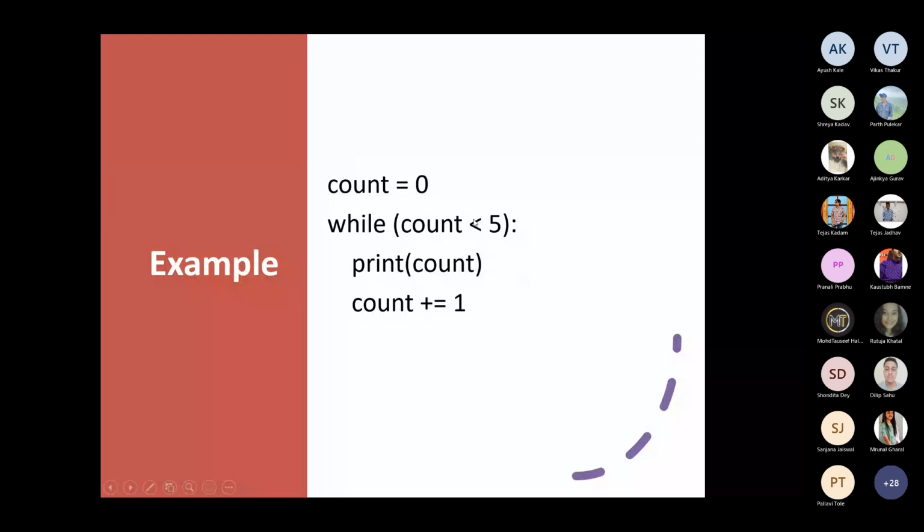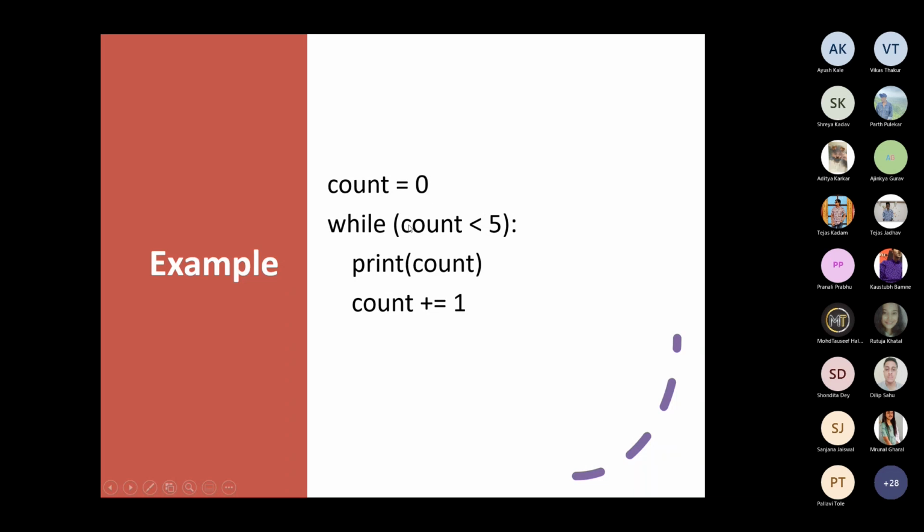Now see how the while works. Now you have to count the numbers. What is the value of count initially? 0. What happens when it reaches the while? Is 0 less than 5 or not? Yes. Then print. 0 will get printed. Next, count equals count plus 1. This is the increment; we are incrementing the value by 1. What will be the new value of count? 1.